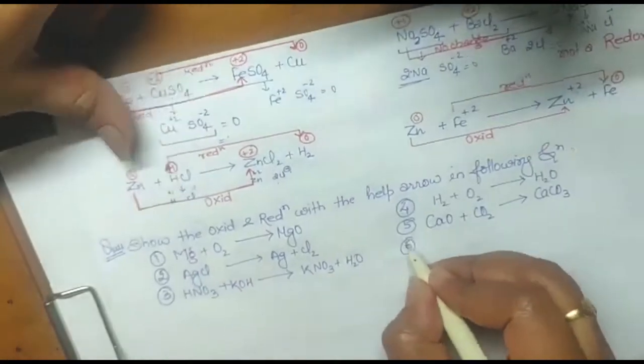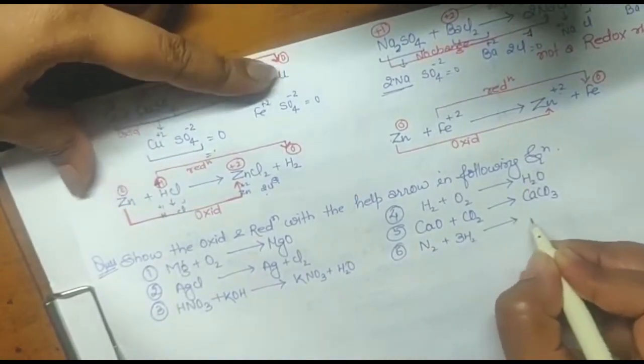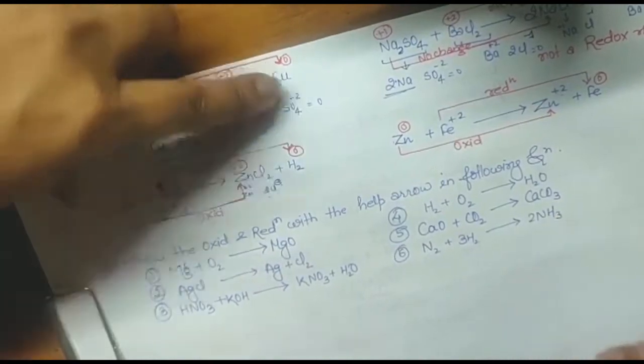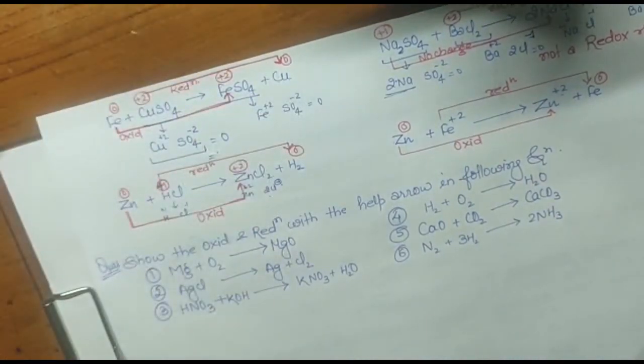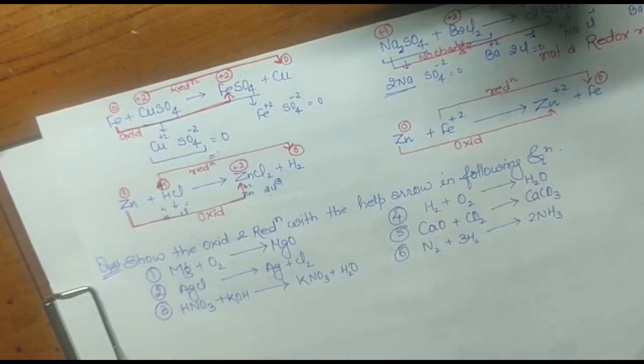Next, N2 plus 3H2 change into 2NH3. So what you have to do, you have to find the charge and with the help of this arrow you have to show. Got it?